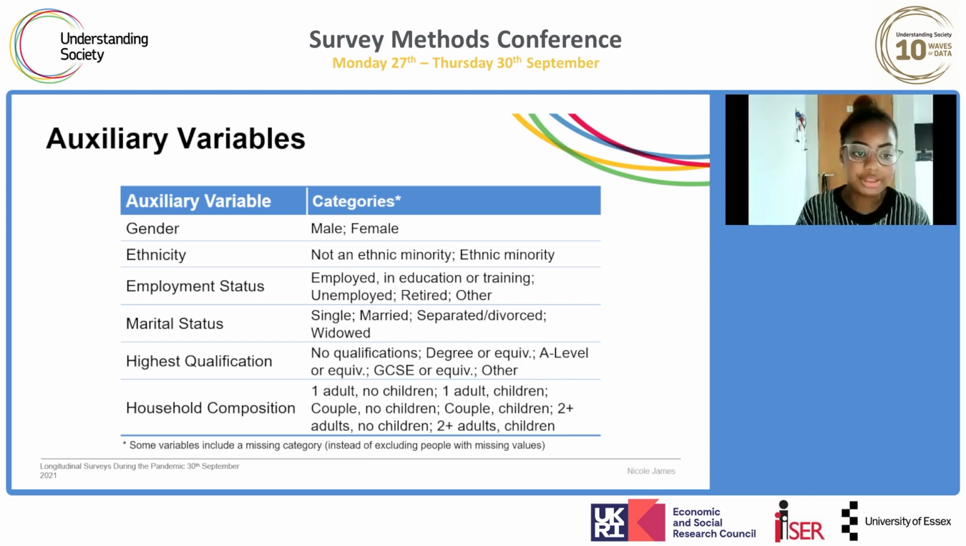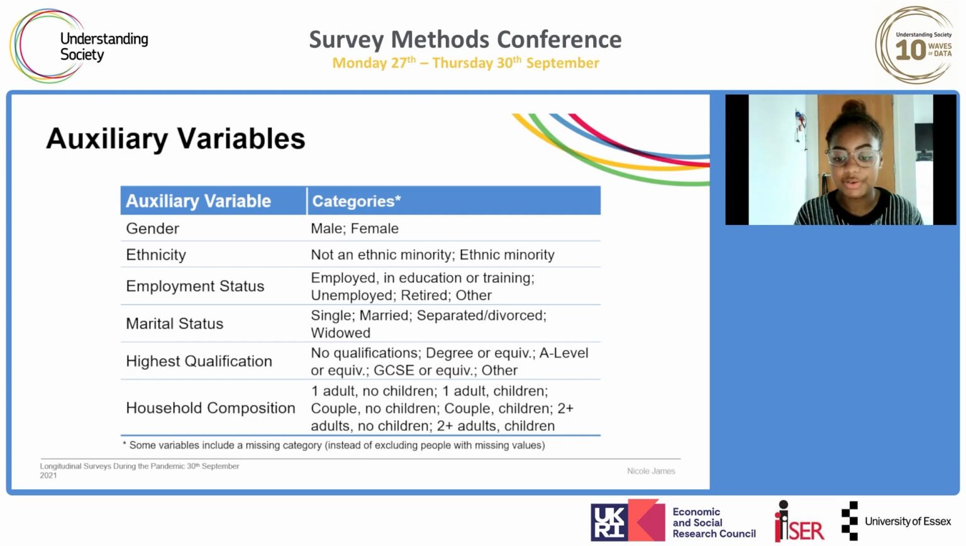So I used 7 auxiliary variables. I've missed one off this table, but I use gender, ethnicity, employment status, marital status, highest qualification, household composition, and age. The auxiliary variables were taken from wave 1 for both surveys, so that we have information for respondents and non-respondents, because I'm using wave 1 respondents as my base. And then the auxiliary variables selected here were chosen because of known effects on response propensities in Understanding Society. And also to compare the surveys, the same auxiliary variables have to be used.